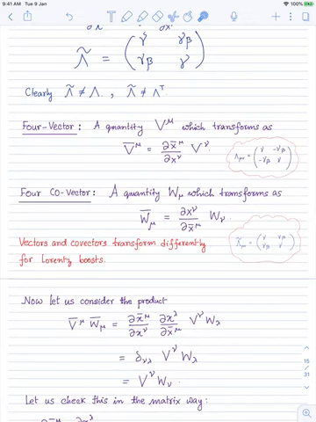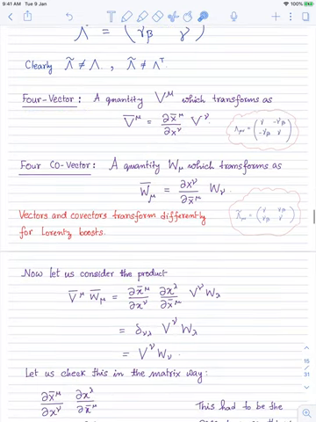Therefore we can define a 4 vector. That means a vector having 4 indices, a time index and 3 spatial indices. That's why the name 4. A quantity which has 4 components and which transforms like the infinitesimals, with this being the matrix which transforms in this way, is called a 4 vector.